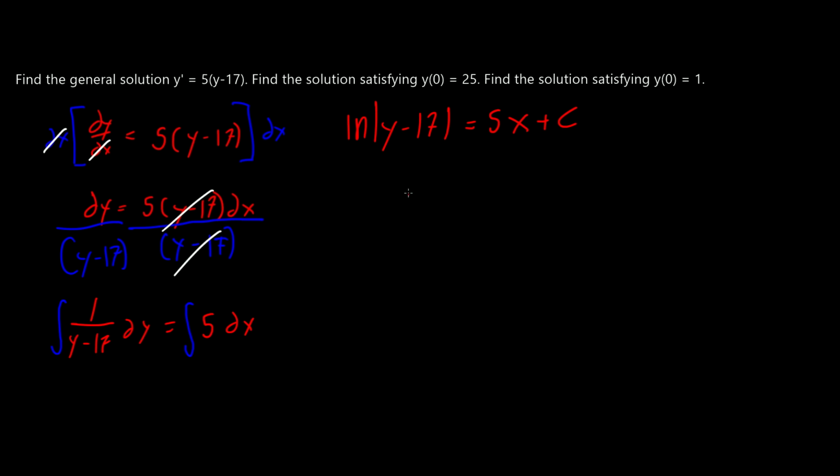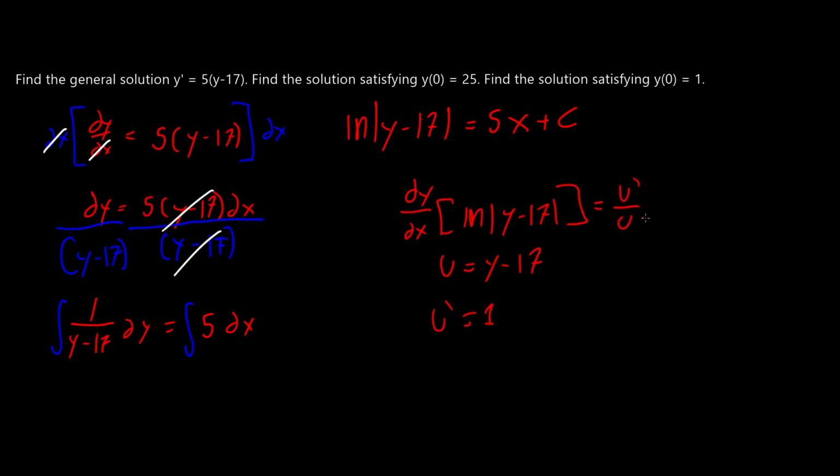So just for the sake of practice, if we want to get the derivative of what we have right here, natural log of y minus 17, we know that our u will be equal to y minus 17. And our u prime will be, this y will turn into just a 1, and then the 17 is a constant, so it'll disappear. So then again, this is going to equal u prime over u. Our u prime is 1, and then our u is y minus 17. So if you take a look, this is exactly what we had in the integral over here.